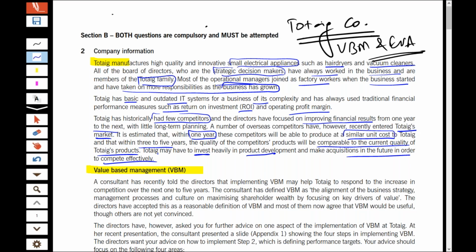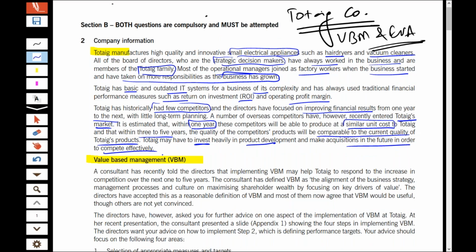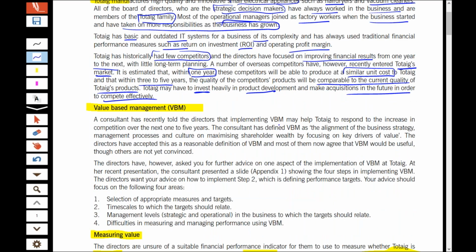Now, what actually happens is, it says a consultant has recently told the directors that implementing VBM may help Totag to respond to the increase in competition over the next 1 to 5 years. The consultant has defined VBM as the alignment of business strategy, management processes, and culture on maximizing shareholder wealth by focusing on key drivers of value. Directors have accepted this as a reasonable definition of VBM, and most of them now agree that VBM would be useful, though others are not yet convinced.